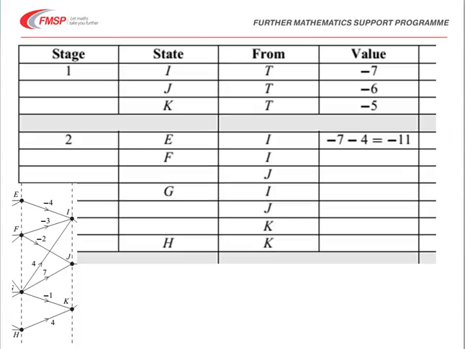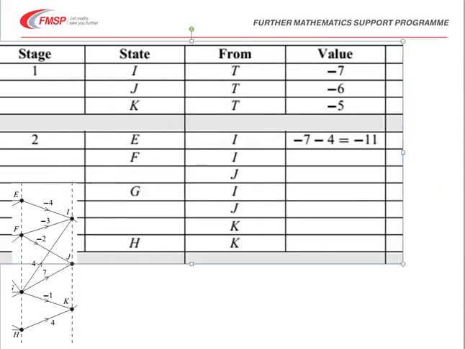So we can see that from E we have the possibility of just going to I, and the value of that is -4. If we go from E to I, then we can pick up the value for I in stage 1, which is -7. So that gives us -7 plus -4, giving a total of -11.